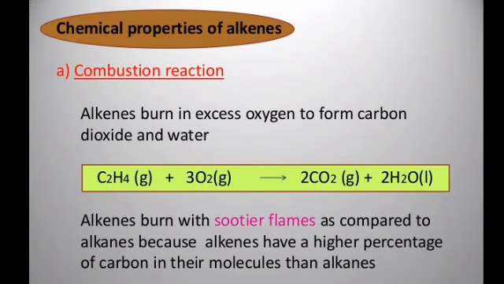First, combustion reaction. Alkenes burn in excess oxygen to form carbon dioxide and water. For example, we have here ethene that is burned in oxygen to produce carbon dioxide and water. Alkenes burn with sootier flames as compared to alkanes because alkenes have a higher percentage of carbon in their molecules than alkanes, and as such this becomes a test for differentiating alkenes from alkynes and alkanes.